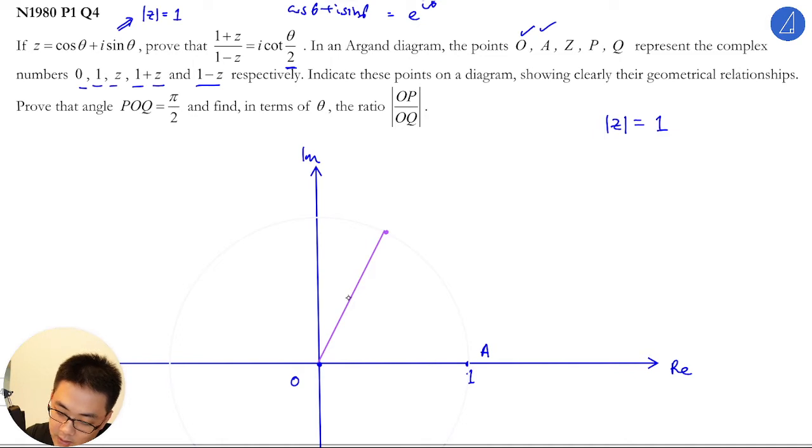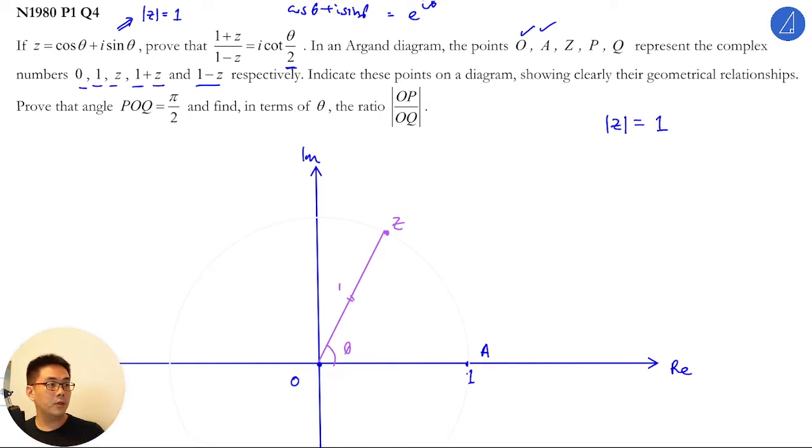So equidistant, this is 1. So this is Z, and this is theta. Any issue with that? Mod Z is 1, so the length is 1. So you must be able to draw this. Understand this part first, slowly. So I drew Z. Now I'm going to draw P.